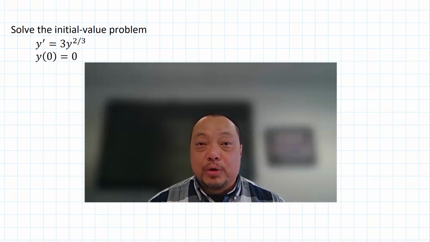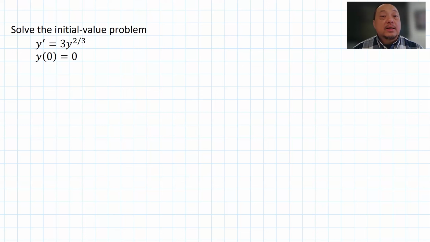And this is an example why. Solve the initial value problem: y prime equals 3y to the 2/3, and the initial value is y at 0 is equal to 0. By the way, the point of this video could be made with a simpler equation such as y prime equals square root of y. But I chose this one because I gave this quiz in class, so now I'm doing it in this video.